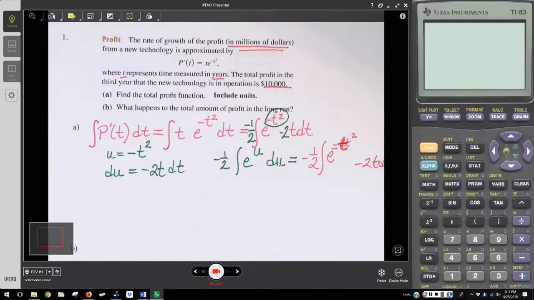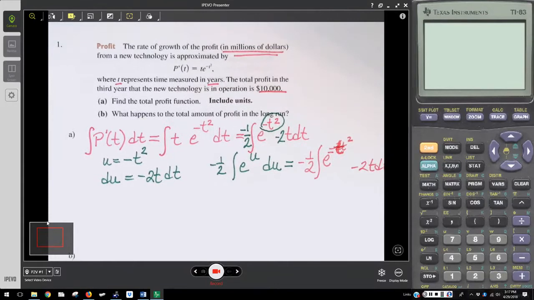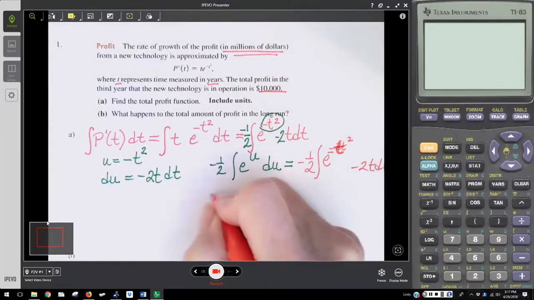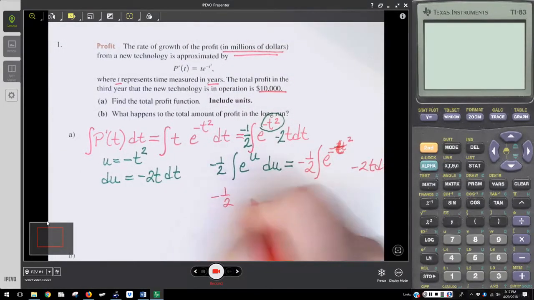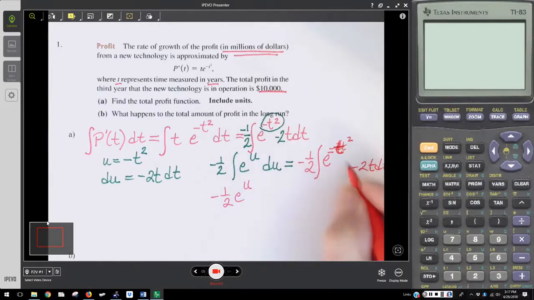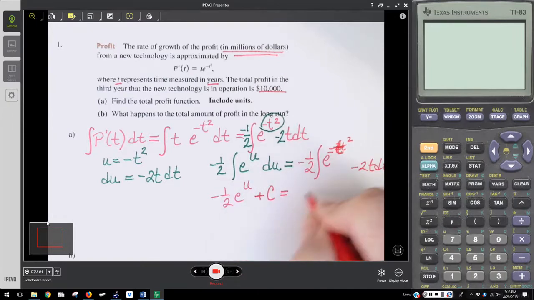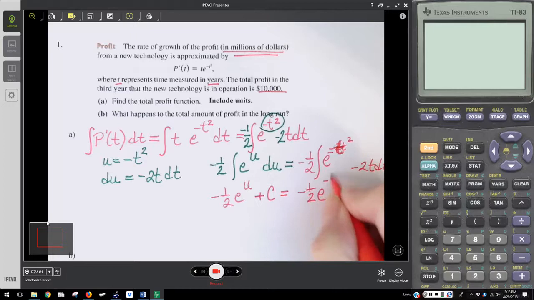So the integral of e to the u is going to be, of course, e to the u. And then the 1/2 is your hitchhiker, your multiplier, and it just drops right on down, which, since u is negative t squared, then that becomes negative 1/2 e to the negative t squared plus the constant.